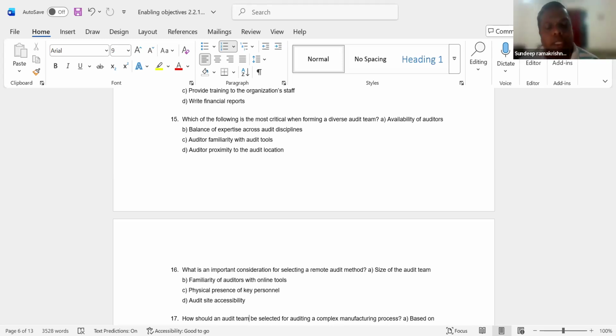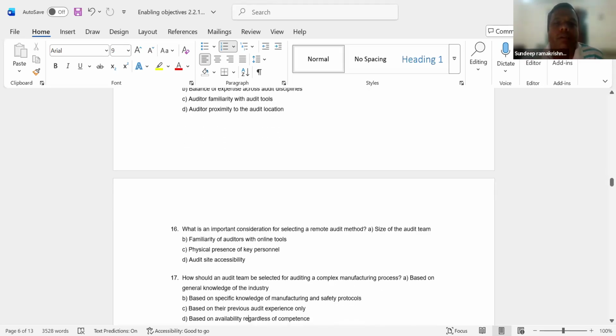Any other answer? Anybody else? All answers are very close to each other, it seems. Which is most critical? Okay, so when answers seem close, you have to read the question again and understand the question better. Only then you can pick the best choice. So B is the right answer. You go to 16.